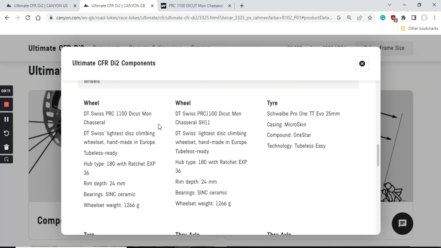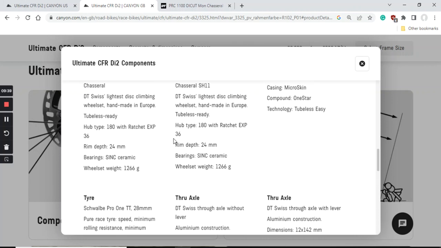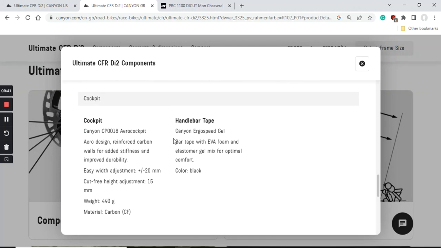These are Schwalbe Pro One TT tires. It's an interesting choice that you have a 25 millimeter tire at the front and a 28 millimeter tire at the back. Again, I wouldn't mind if Canyon had used 28 millimeter tires both ways, just because you're going to have a bit more air volume, but it is what it is. And this 25 millimeter tire, I'm guessing, is for a bit of aerodynamic advantage or maybe a bit of weight saving on the total bike.